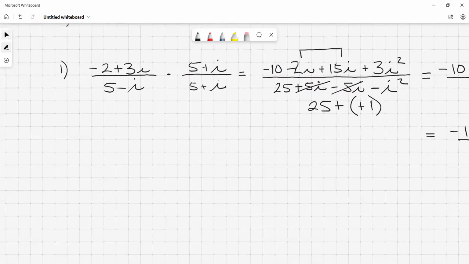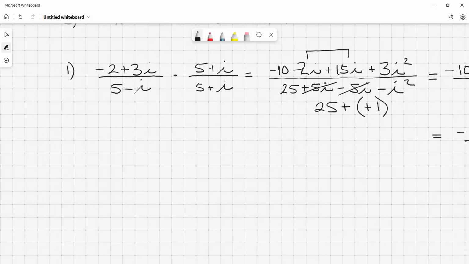And then we got number 2 on that short answer. And we got 3 minus 3i in the numerator. And in the denominator, 4i. So we're going to multiply both the numerator and the denominator by negative 4i.